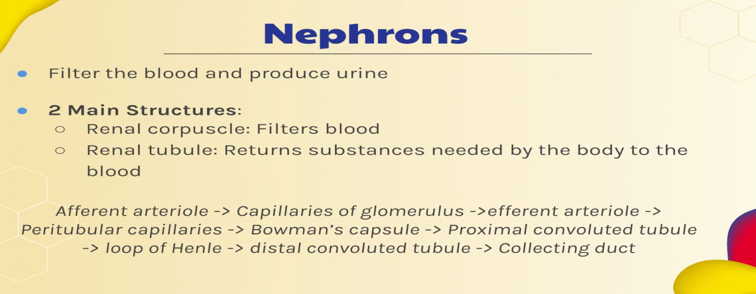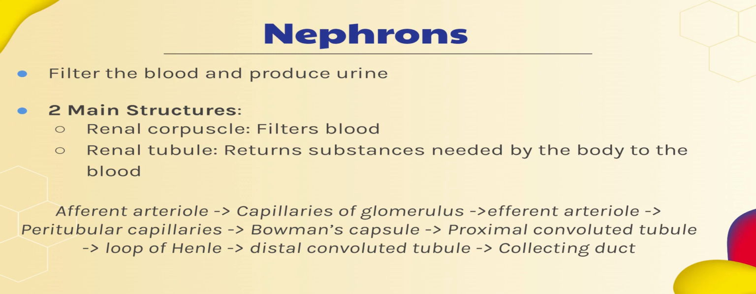There are two main structures: the renal corpuscle, which filters blood, and the renal tubule, which returns substances needed by the body to the blood. Each renal corpuscle consists of a cluster of capillaries, a glomerulus, there'll be more information on an upcoming slide, which is surrounded by a cup-like structure known as Bowman's capsule.